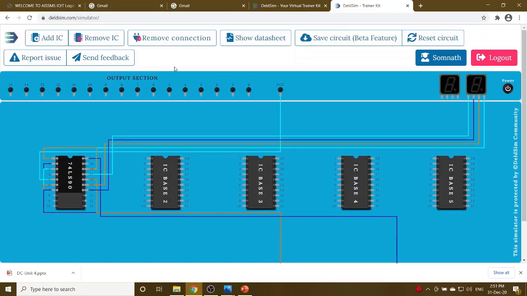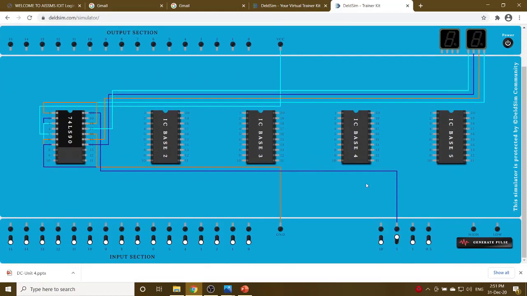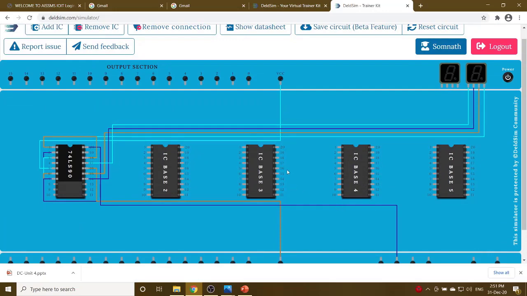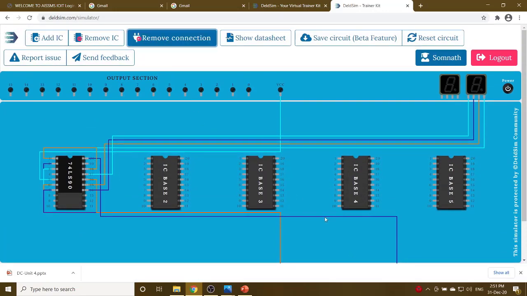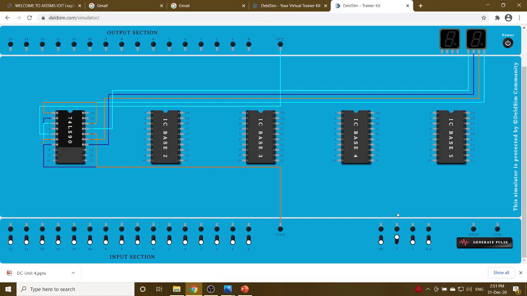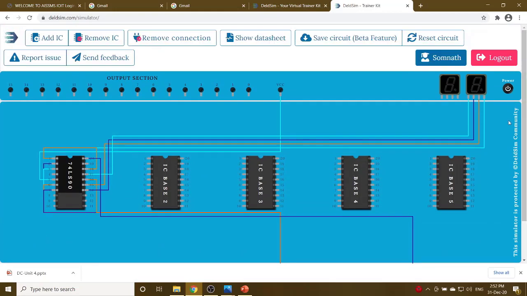I can remove this connection. Pin number 14 was connected to QA. I'll change pin number 14 and connect it to here. Now switch on the power supply and again you can check it.